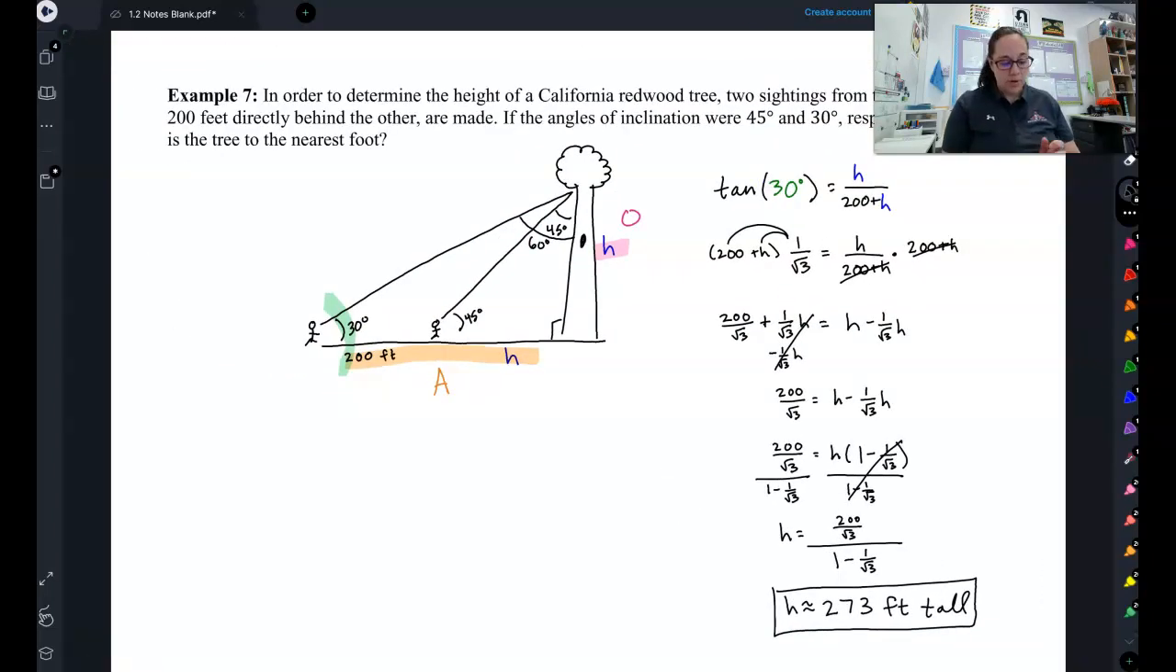So that is pretty much putting together everything we've learned today. We used both triangles, we used our table of values, and we used some 1050 algebra skills to solve it all out. You are officially done with lesson 1.2.